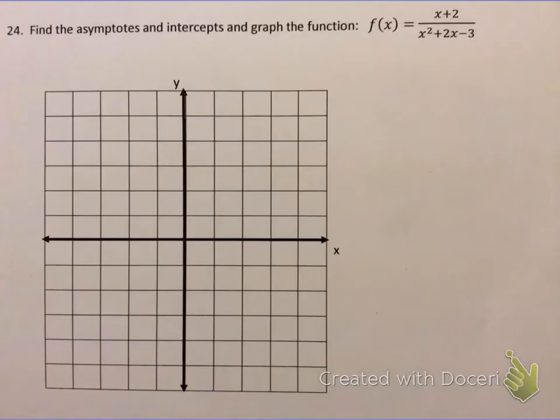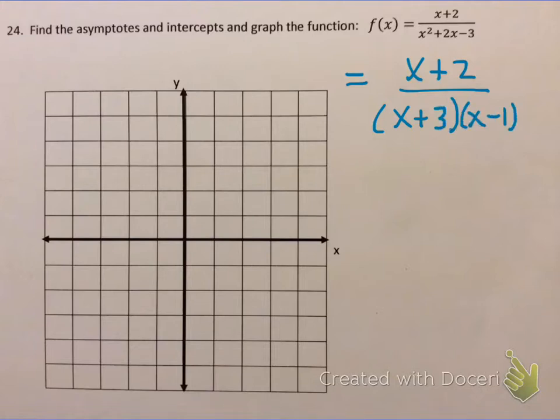Alright, 24. Find the asymptotes and intercepts and graph the function. So again, let's do as much as we can without the calculator, even though we can use it. And since we noticed that this has a factorable denominator, let's take care of that first. And we're going to have x plus 2 over x plus 3 times x minus 1.